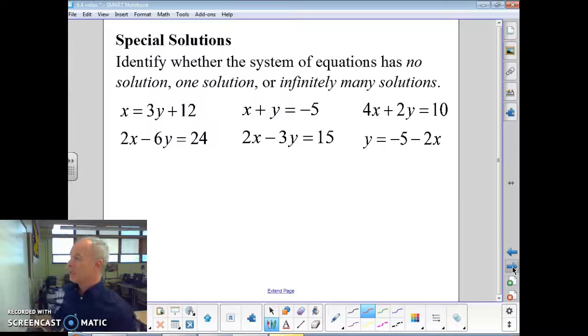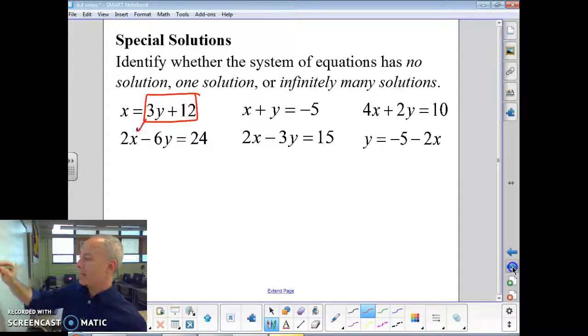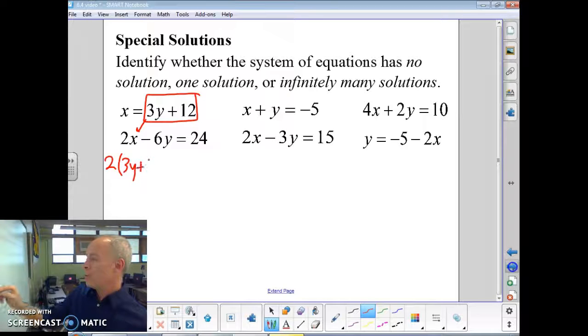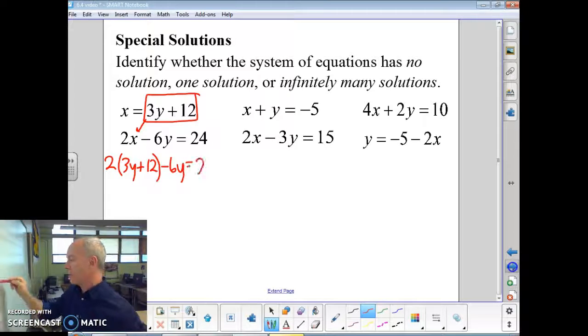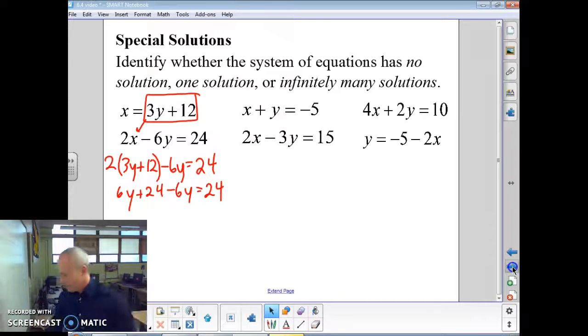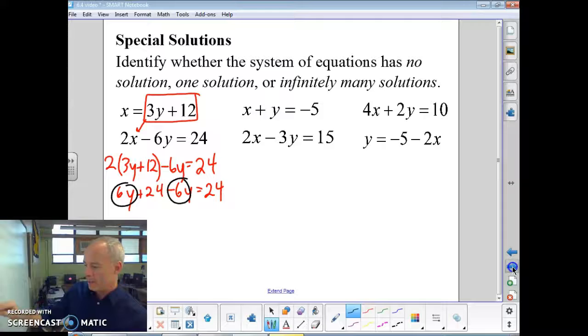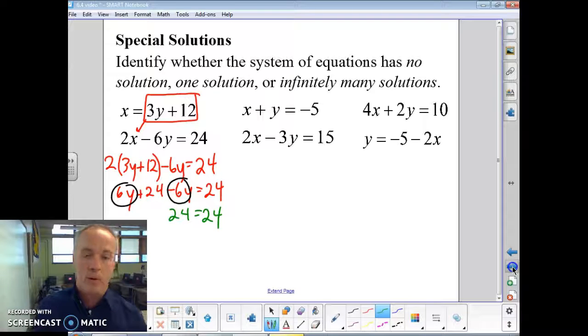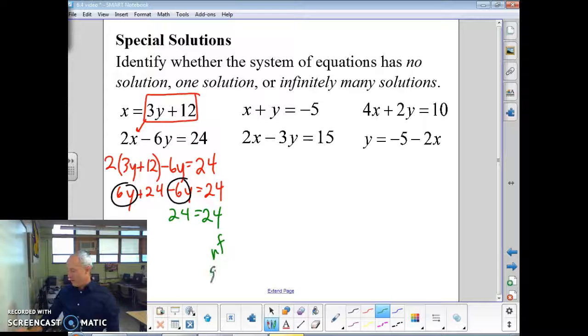In this first case, you could just substitute right in for x. You get 2 times the quantity 3y plus 12, because that's what x is equivalent to. 6y plus 24 minus 6y equals 24. Notice this: you've got a zero pair right there, which cancels those out and leaves you with 24 equals 24. If you get an identity like 24 equals 24 or x equals x, you're talking about an infinite number of solutions. So there are infinite solutions for that.